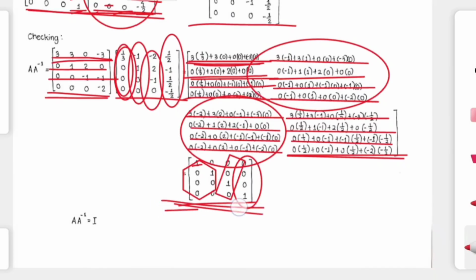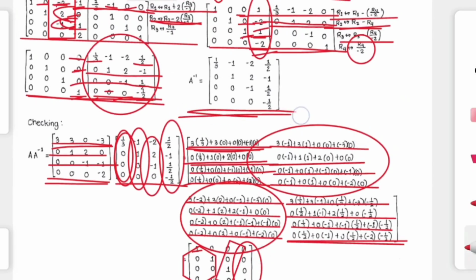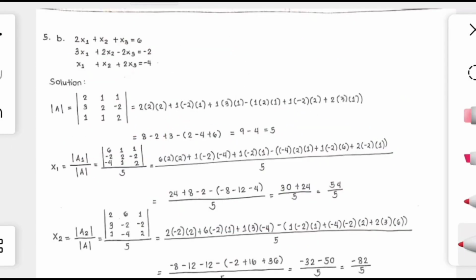So therefore, we have established that the inverse of A multiplied by A is equal to this matrix, which is the identity. So therefore, our inverse of A here is correct. Now let's proceed to number 5.